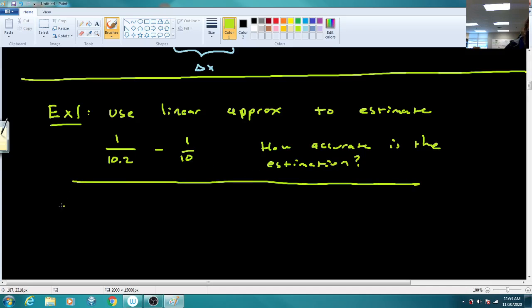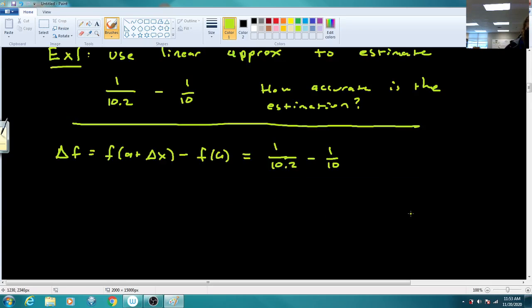Okay, so delta f, remember delta f is equal to f of a plus delta x minus f of a. This right here is our delta f. So that's 1 over 10.2 minus 1 over 10. So what we want to do is say, all right, delta f is going to be approximated by f prime of a times delta x.